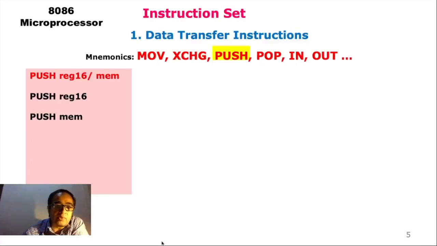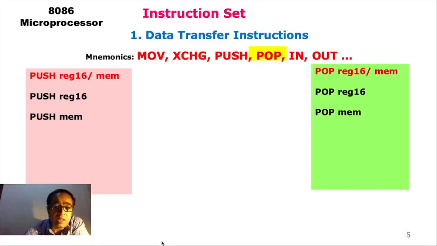Now let's talk about the PUSH instruction. Push is basically something we do on the stack. It is like PUSH REG16, where 16-bit data will be copied onto the stack. And PUSH MEM, where data will be copied from memory and pushed on the stack. Now POP is where we pop the data from the stack and put it into a register or memory, as you can see here.